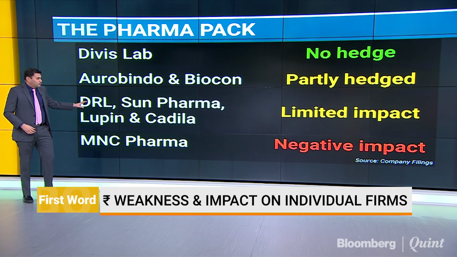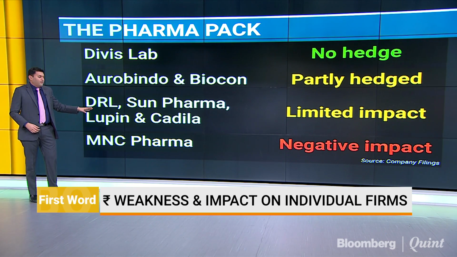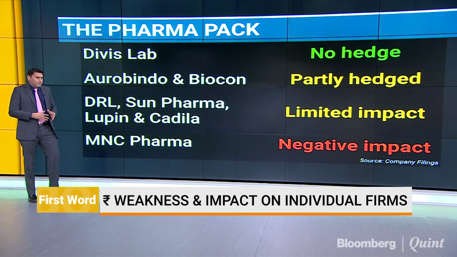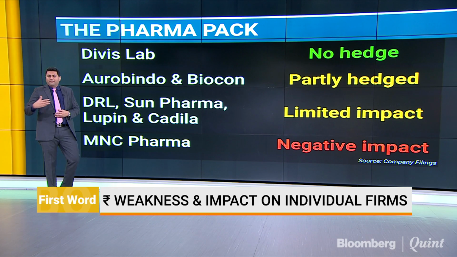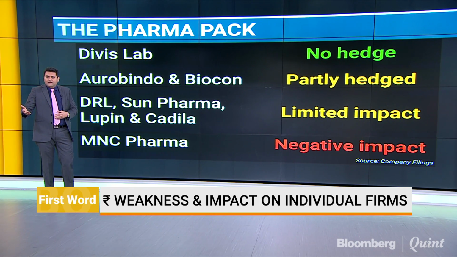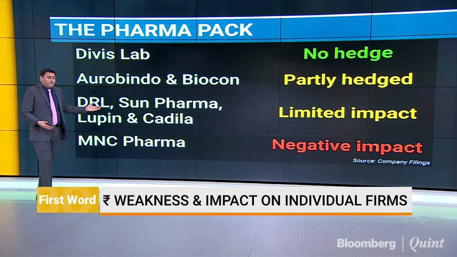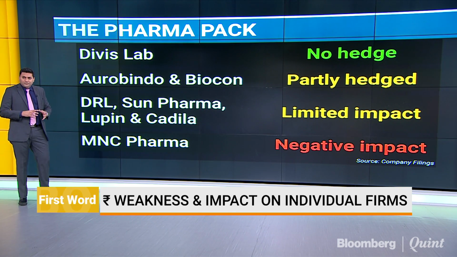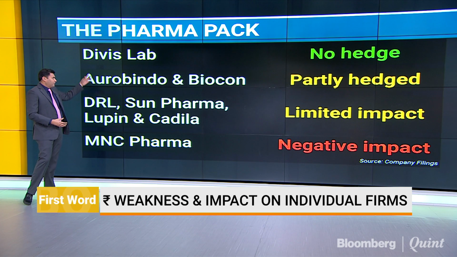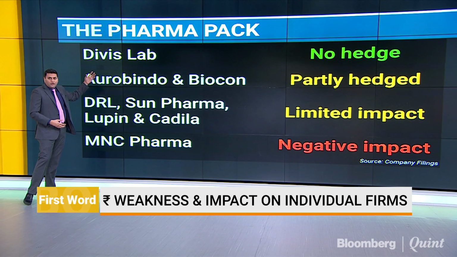Now, generics like Dr. Reddy's, Sun Pharma, Lupin, Cadila, and all of them have a limited impact. No doubt they benefit significantly from the rising dollar, but at the same time they have a high India exposure also. So the impact will be much less than what we've seen for an Aurobindo Pharma or a Divi's Lab.